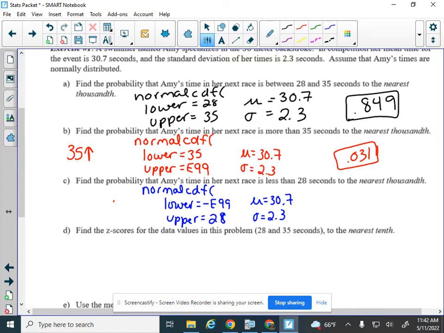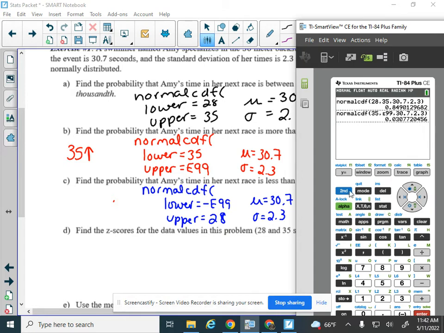So calculator's out. So lower we said negative second E99, upper is 28, and we're leaving our mean and standard deviation the same. So this one I got 0.120 for that answer, okay?